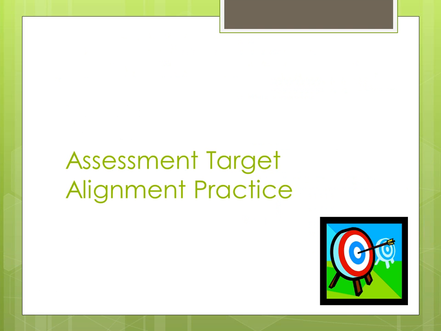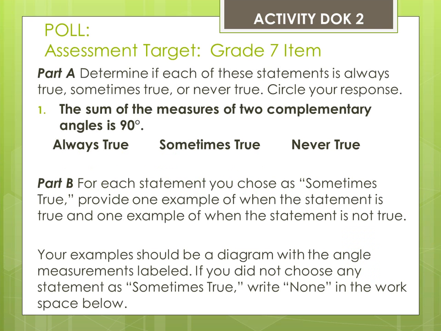So we're going to do a quick assessment target practice. We're going to go back to that progressive activity that we had earlier when we were aligning to claims, and relook at this and decide, okay, this is a grade 7 item. What are the assessment targets? Go into your content specifications, go to grade 7, and go through the content categories and find the assessment targets that directly align to this problem.